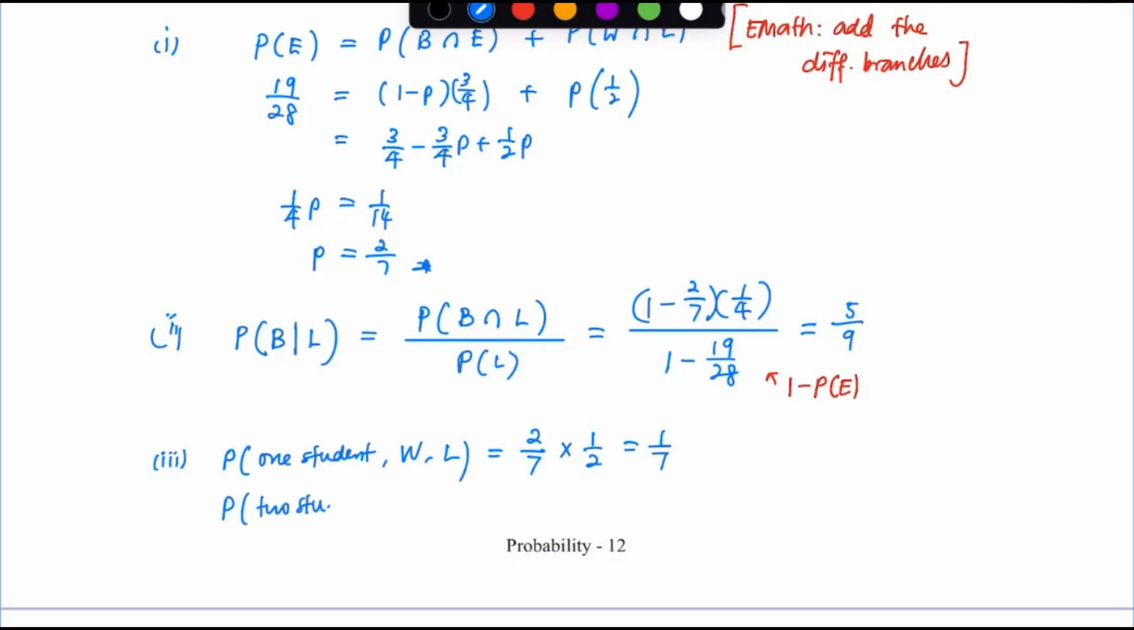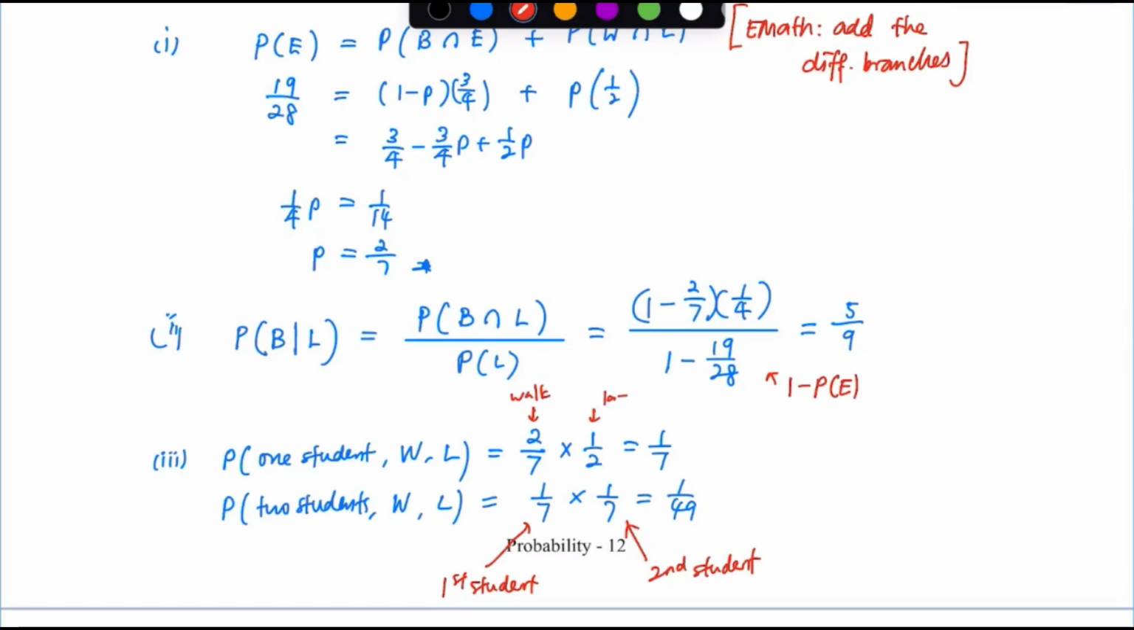So now we are picking two students. The probability that we have two students, both walking and late, means that the first student must be 1/7 and the second student is also 1/7. So this will be 1/49. This is for the first student, and this one over here is for the second student. This one is to walk, and this one is late, using a tree diagram.